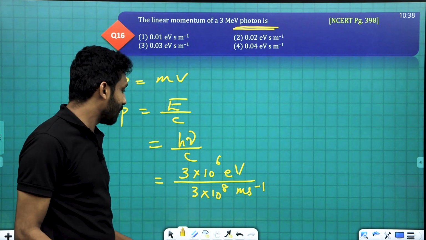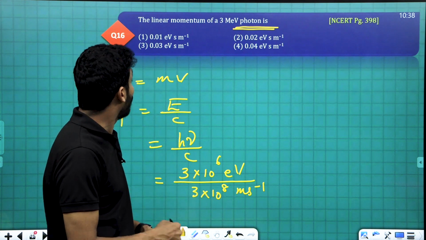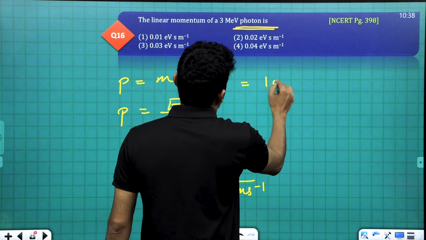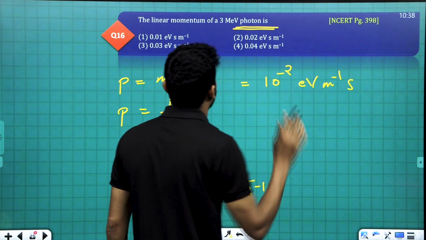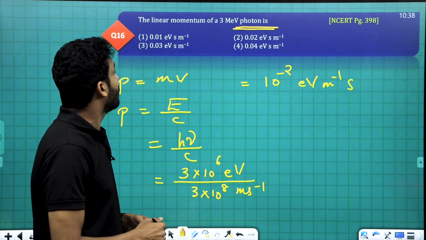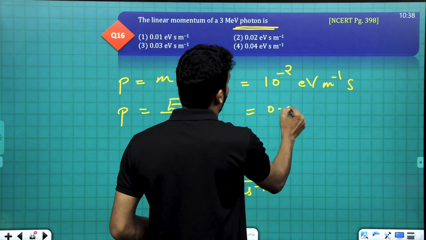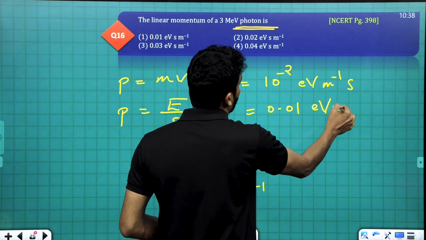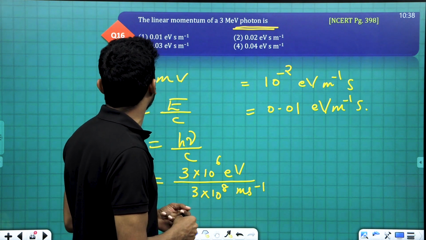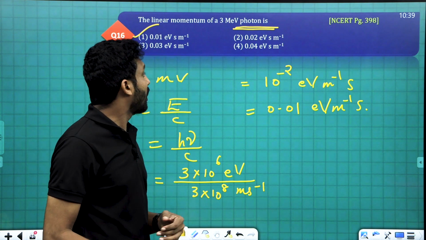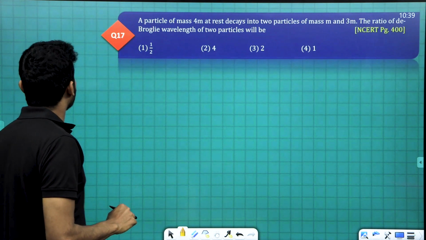Clear? 3 cancels. 10 power 6 by 10 power 8 is 10 power 2 in the denominator, so it is 10 power minus 2. So this is 10 power minus 2 electron volt meter inverse second. Second inverse in the denominator goes to the numerator as second. 10 power minus 2 is 1 by 100, that is 0.01 electron volt second per meter. Okay, yes. The next one.